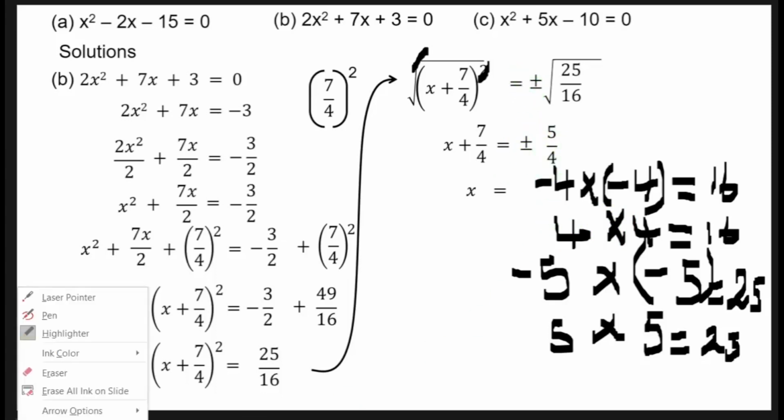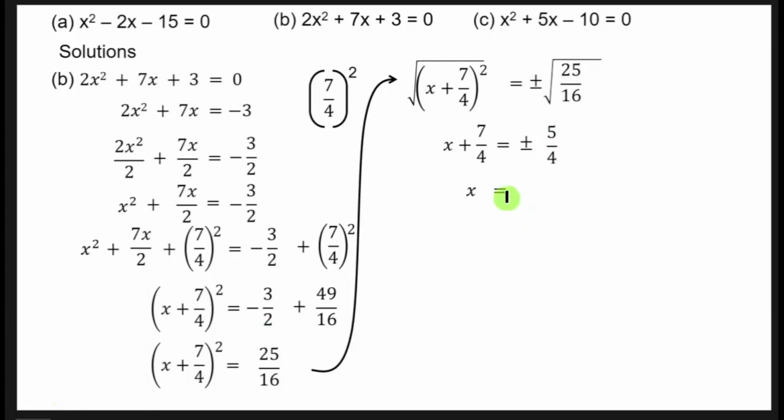So now what we are going to do is pick the first part here, which is the minus. So we'll pick this one, the minus. We'll say minus 5 over 4. Then this one, when it crosses here, it becomes minus 7 over 4.